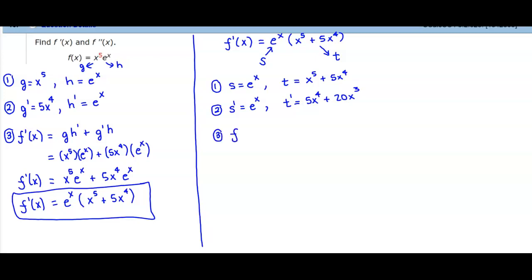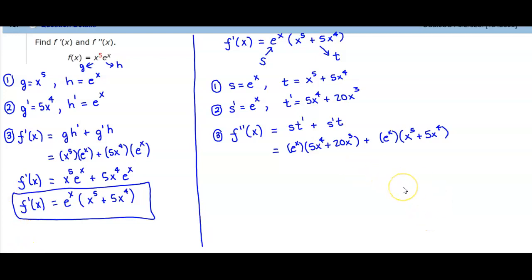So now when we want to find the second derivative using the product rule, we know that we have s times t prime plus s prime times t. So we know that s is equal to e to the x. We know that t prime is 5x to the fourth plus 20x cubed, plus s prime is e to the x times t, which is x to the fifth plus 5x to the fourth.